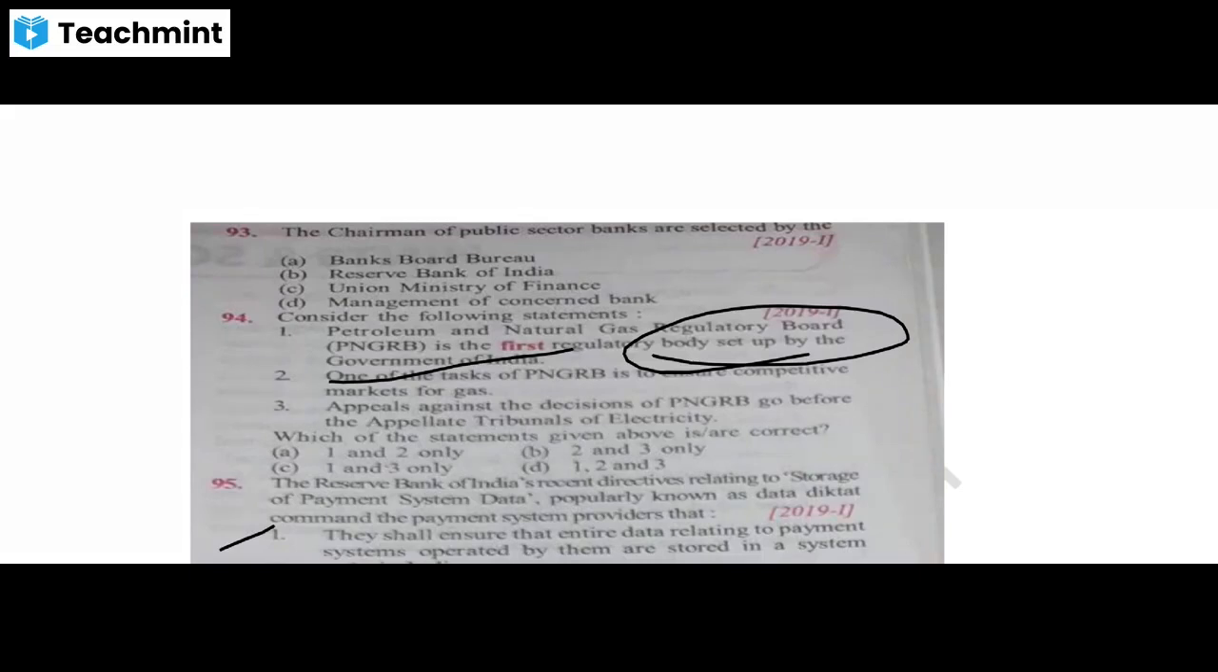Okay, if you see statement number 1, they are saying that PNGRB is the first regulatory body, which is something very vague, which you cannot digest easily. That is why the Government of India would initially make one petroleum or natural gas company a regulator. They would not regulate this thing initially.